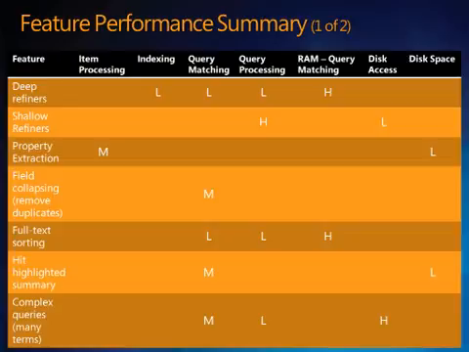From the following table, we can see that shallow refiners have a high impact on query processing. Deep refiners have a high impact on RAM or query matching. Full text sorting has a high impact on RAM or query matching. And complex queries using many terms have a high impact on disk space.